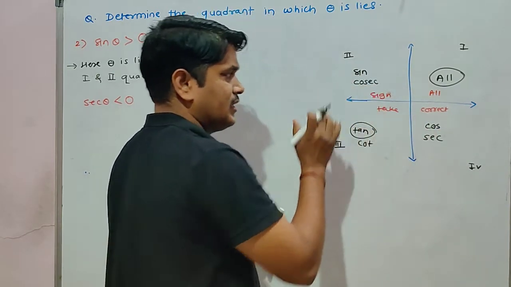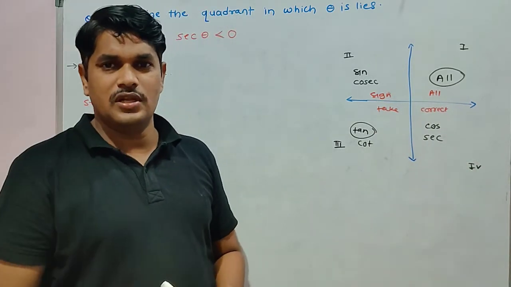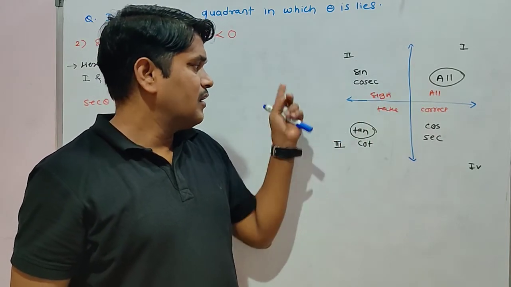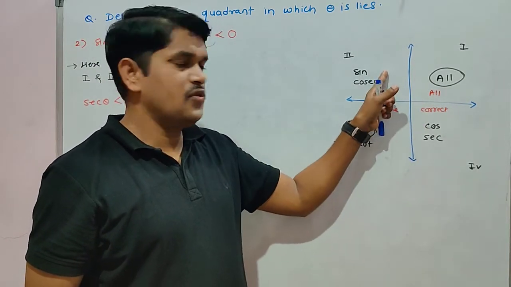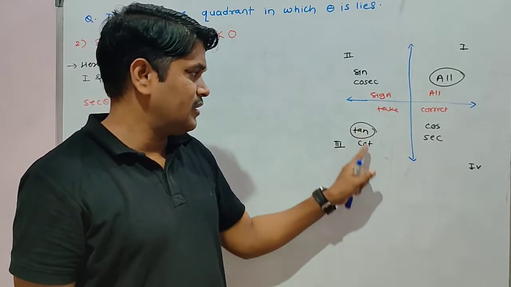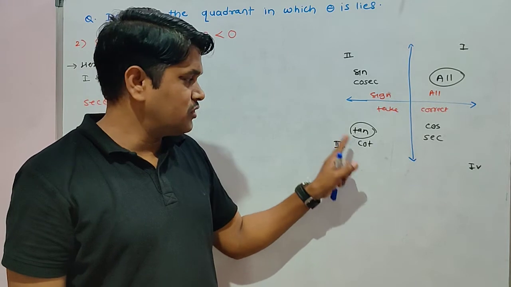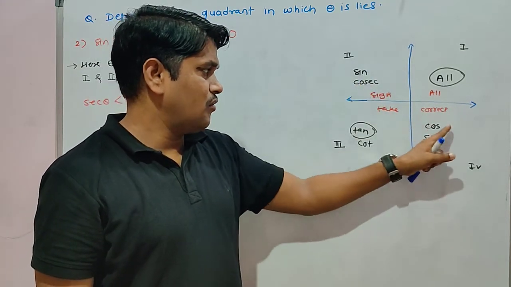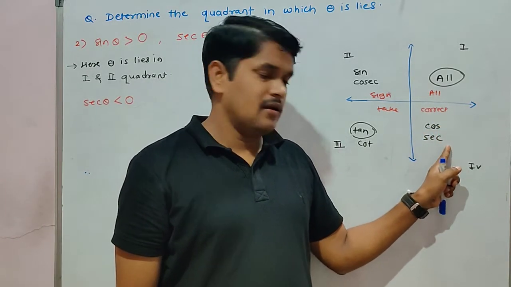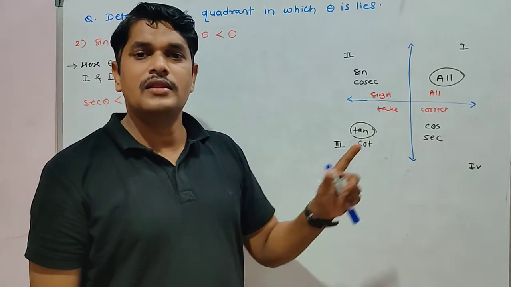Note the names we have written: sin cosec, tan cot, cos sec. They will be positive in their respective quadrants. Sin and cosec are positive in the second quadrant, and the remaining, tan, cot, cos and sec, are negative here. Understood? In the third quadrant, tan and cot are positive, but the remaining sin, cosec, cos and sec are negative. But in the fourth quadrant, cos and sec only are positive. The remaining sin, cosec, tan, cot are negative.